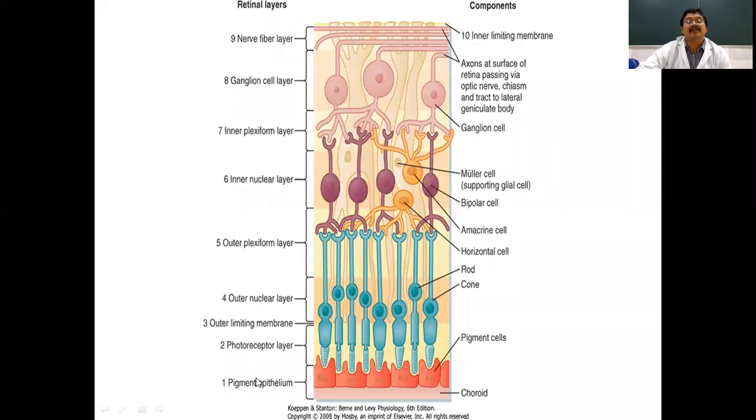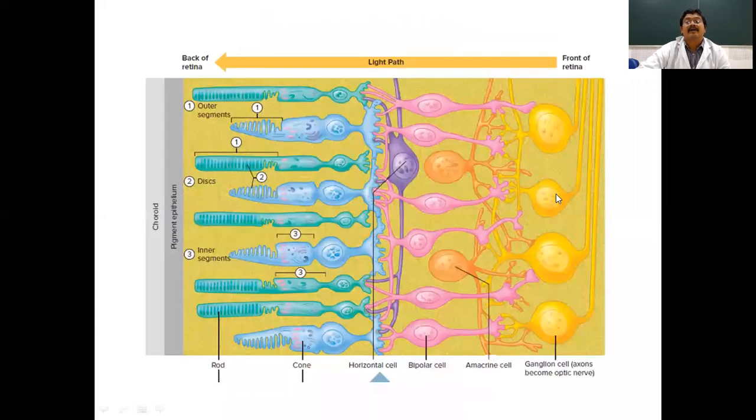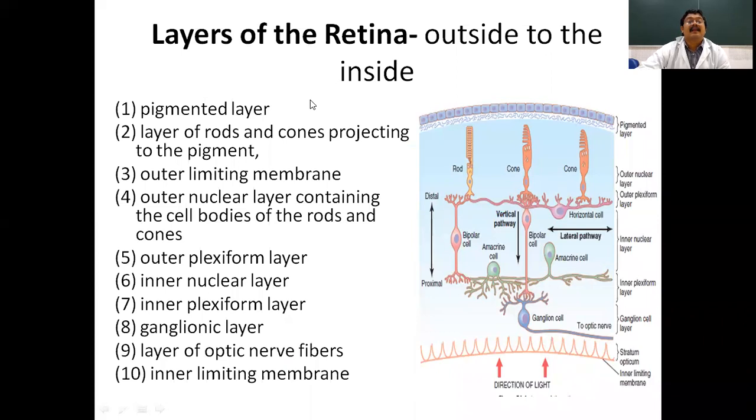In order: the pigment epithelium, outer limiting membrane, outer nuclear layer, outer plexiform layer, inner nuclear layer, inner plexiform layer, ganglion cell layer, nerve fiber layer, and inner limiting membrane. This is another pictorial representation of light entering the retina and passing to the back of the retina. The layers of the retina, just as we discussed, we will go into in detail.